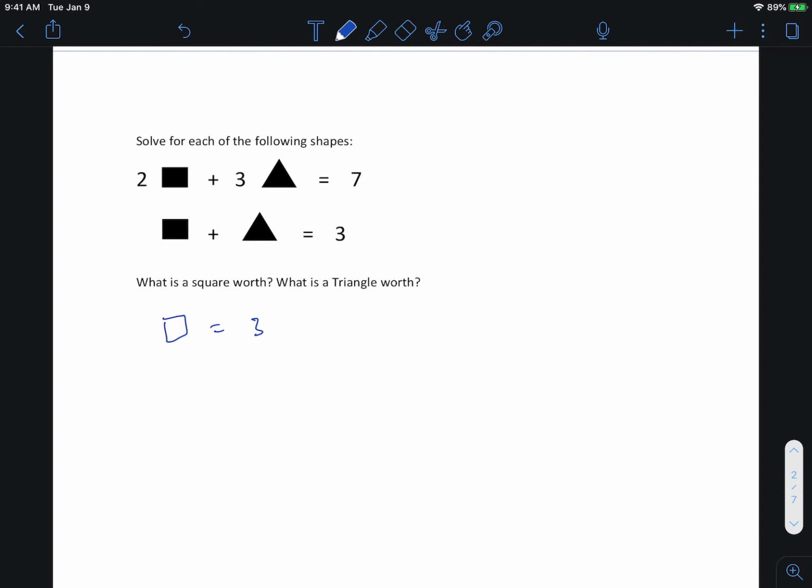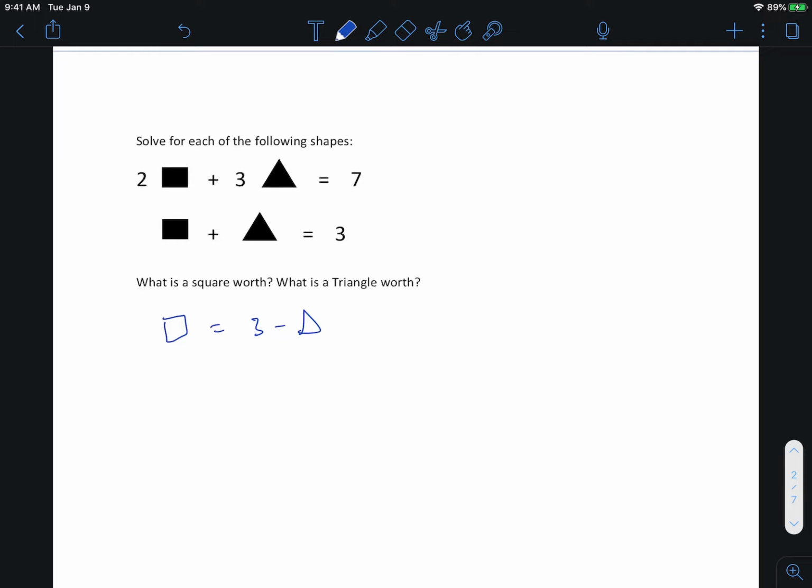So then I get square equals 3 minus triangle. And then that's it, you're done. What are you going to do with that? Where else do you see a square on the page? Well, just in that line alone, there's only one. Yeah, but you now know what it is.